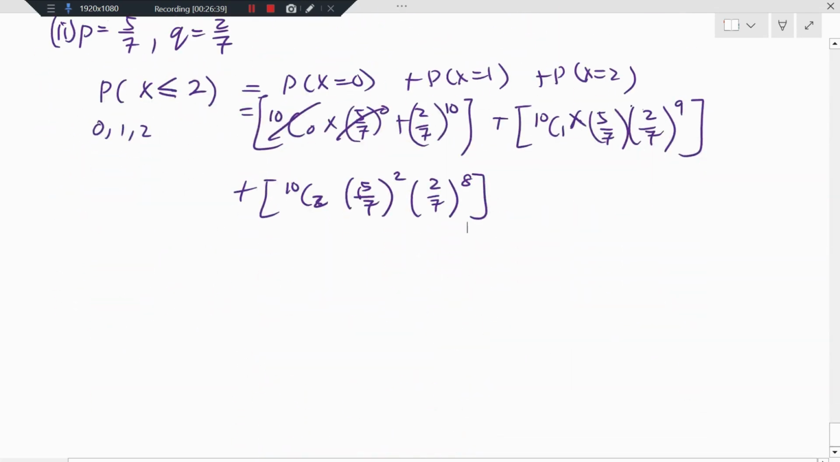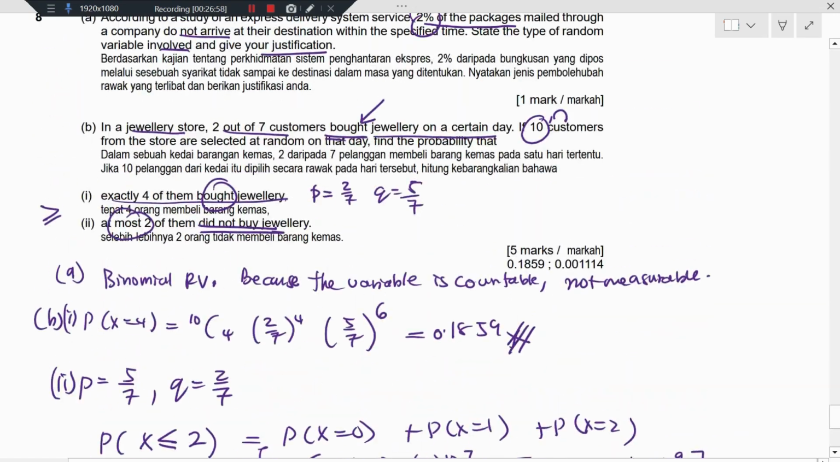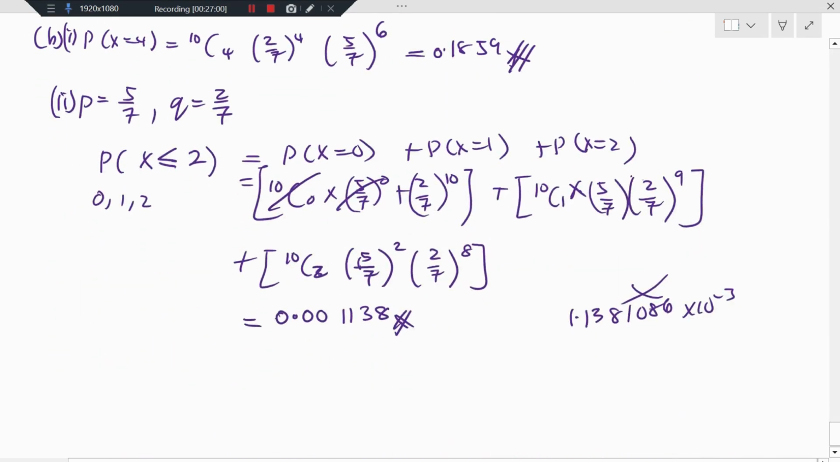So I'm getting a very small number, that is 1.1381086 times 10 to the power of negative 3. As usual, you cannot express your answer in this form. 0.00113, beside 8 is 1, so just maintain it, no need to round down. So 114.